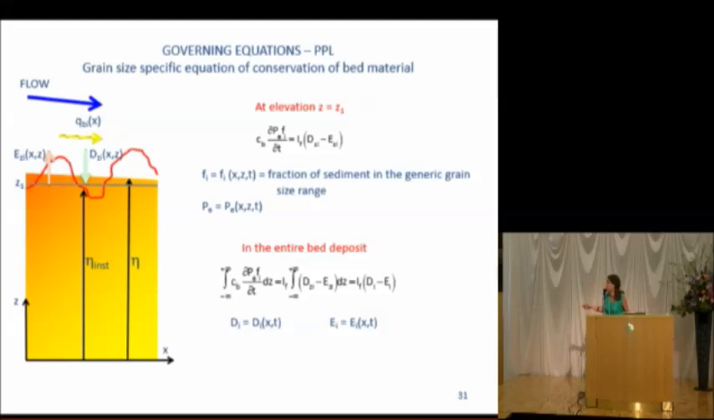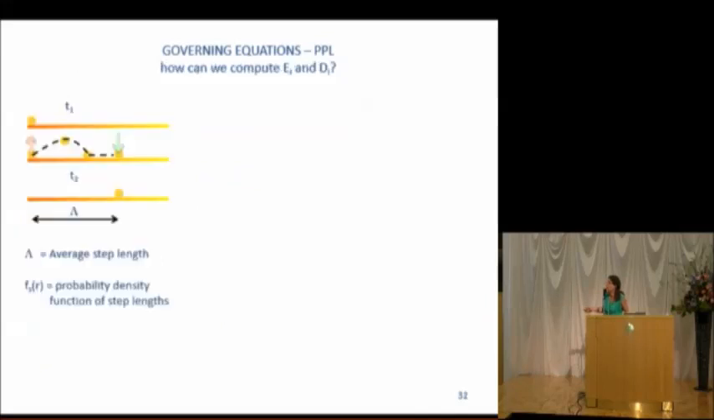And this is important, because we have to link the entrainment to the bed load transport flux. Now, how can we do that? At time T1, we have a sediment particle that is resting on the channel bed. At some point in time, it gets entrained in transport, saltates, rolls, slides, and then it finds its new rest place at a distance lambda from the original place. We can say that this lambda can be an average distance or an average step length of the particle, or particles can move larger distances, smaller distances, and so the step length can be modeled in terms of a probability density function of step lengths.